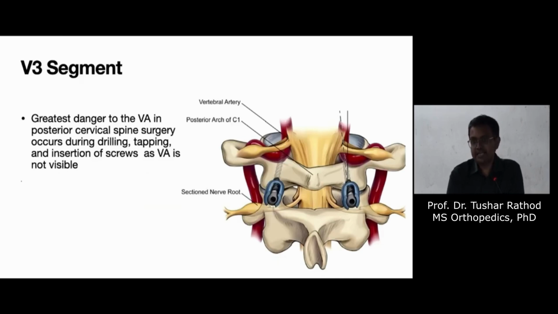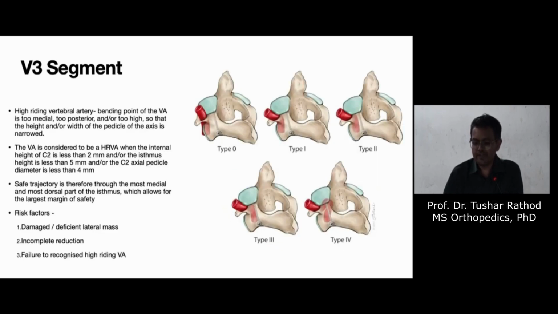Coming to the V3 segment, which is one of the commonest areas where the vertebral artery gets injured. This is the area where the artery commonly gets injured because of drilling, tapping, or passing the screw. And one has to be very careful. So there's something called the high riding vertebral artery, where the vertebral artery, once it takes origin from the C3 transverse foramen, goes upward and takes a turn which is slightly more posterior, more higher, and more dorsal.